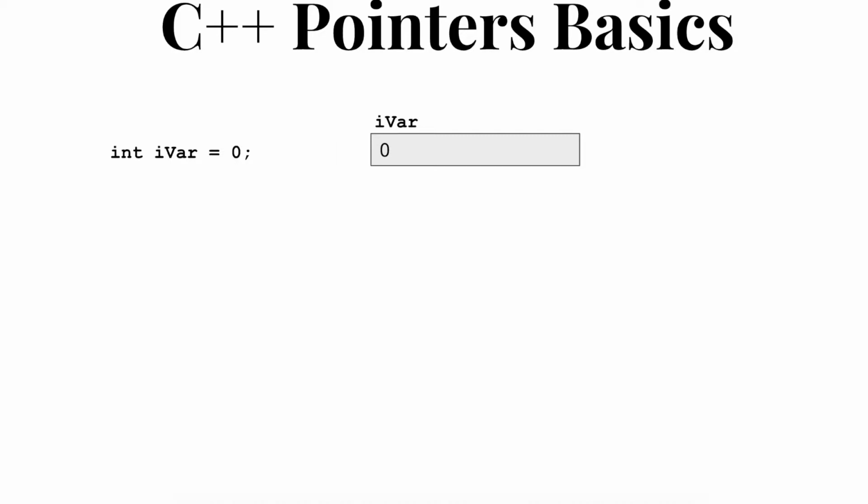If you've worked with C++ a little bit, you would know that you can also access the memory address of this variable by just putting an ampersand sign before the IVAR right there. So you can say that the default behavior of an integer is to store a value, but you can access the address where that value is stored as well.